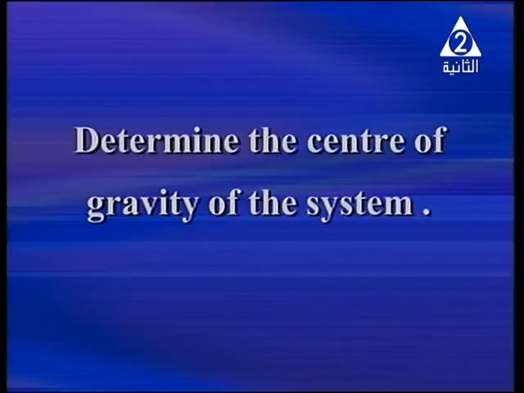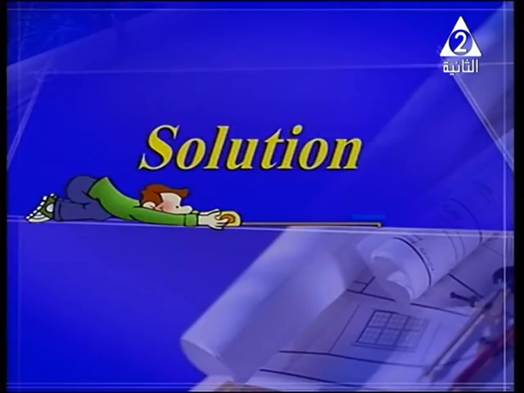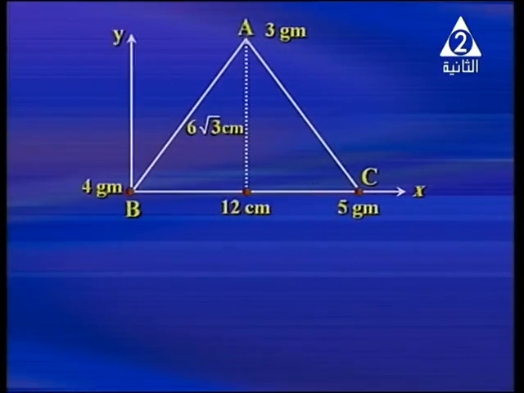Determine the center of gravity of the system. Solution. Dear student, look at ABC. We have 3 masses: 3 at point A, 4 at point B, 5 at point C. Remember, this equilateral triangle has side length 12 centimeters. Then the height equals 6 root 3, by using 60 degrees.